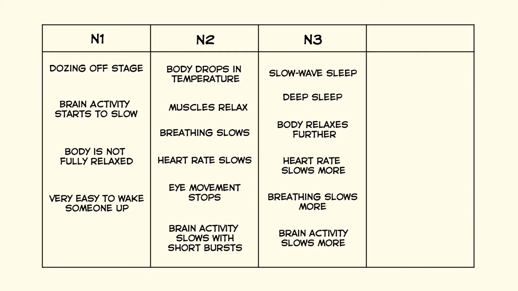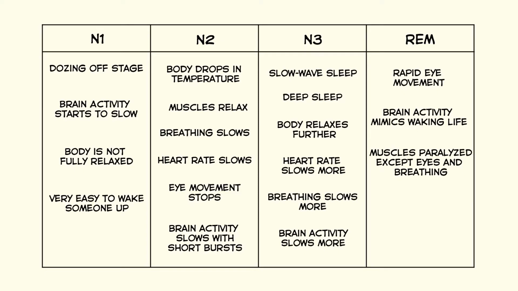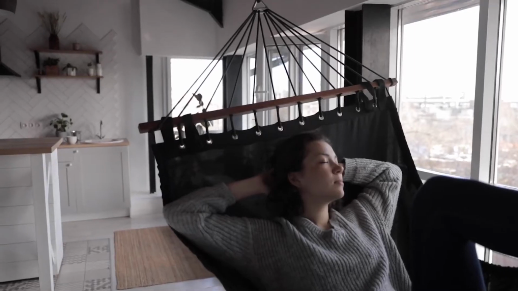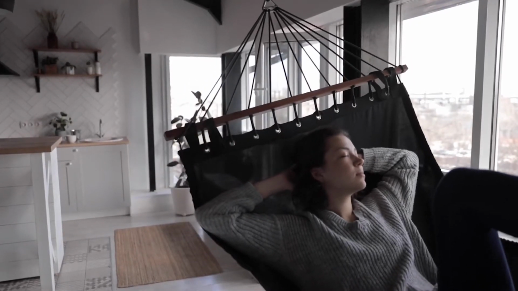Now comes the final stage, REM sleep, which stands for rapid eye movement. Our brain activity during this stage almost mimics levels seen when we are awake. The muscles are paralyzed except our eyes and our breathing, thankfully. We also have the most vivid dreams during REM sleep. It should be noted that dreams can occur in any sleep stage, but they are less common and intense.